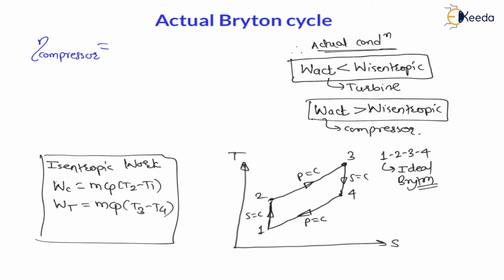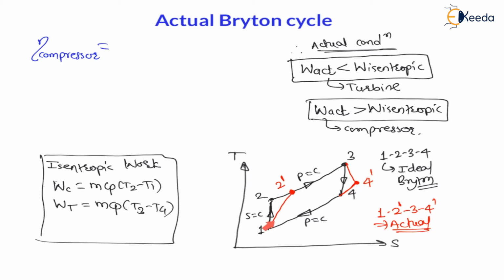If I draw the temperature versus entropy diagram here, due to losses T2' will be more than T2, therefore somewhere here there will be a 2', right? And whenever there are losses, T4' will be more than T4, therefore T4' will be somewhere here. This will be the actual cycle. So here I can say 1, 2', 3, 4' is the actual Brayton cycle. Means here the actual compression is 1 to 2'.